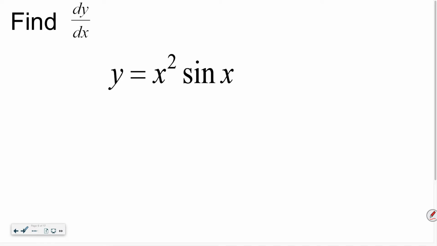Question to ask yourself: can we use the power rule? No, because we don't have just a term ax to the n. Second question: do we have a product? We have x squared times sine of x. Yes, we have a product.